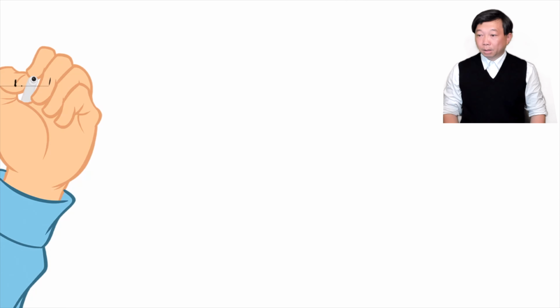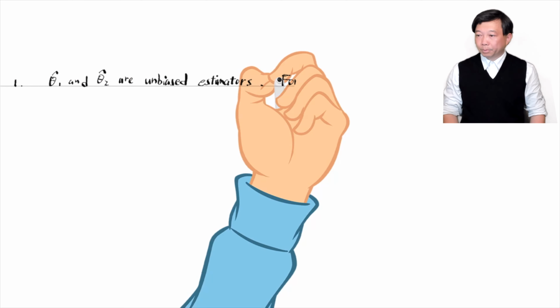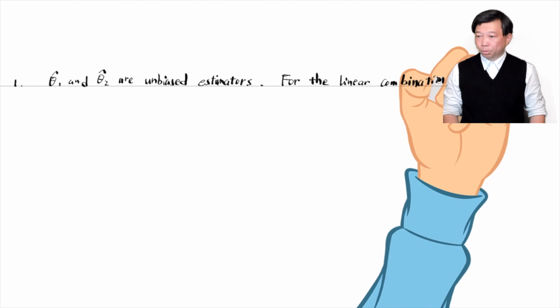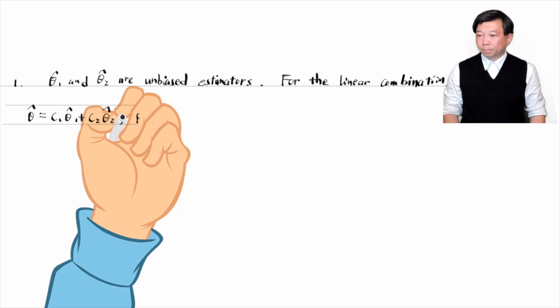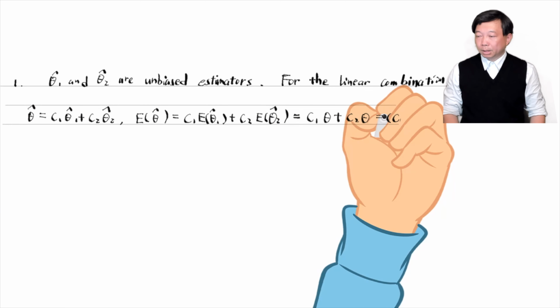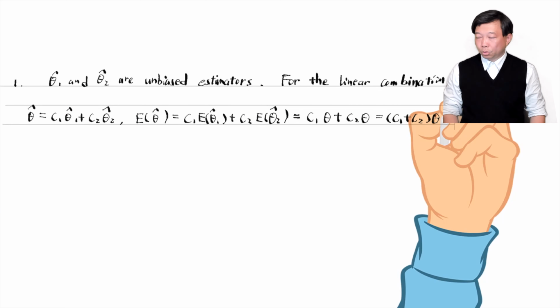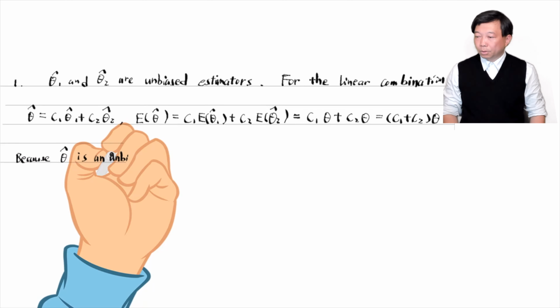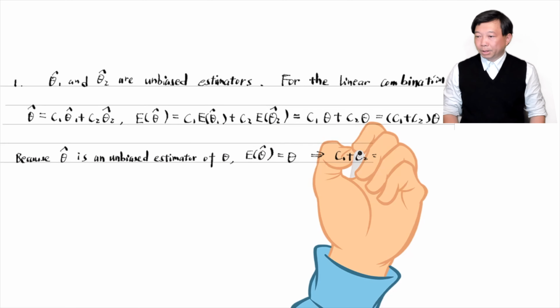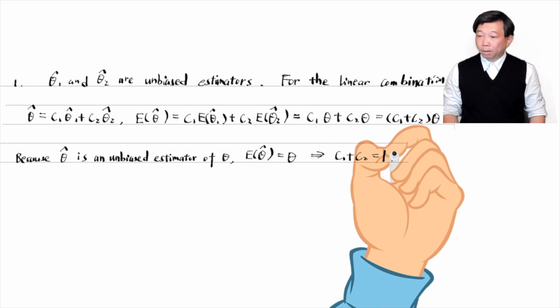For the linear combination, C1 times theta1 hat plus C2 times theta2 hat, its expected value equals C1 plus C2 times theta1. Because theta hat is also an unbiased estimator, the sum of C1 and C2 must be 1.